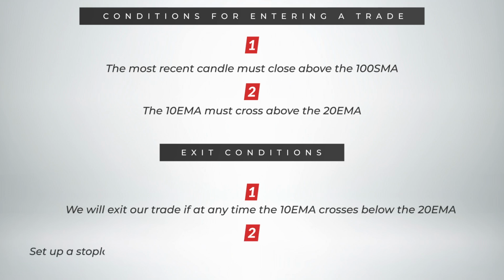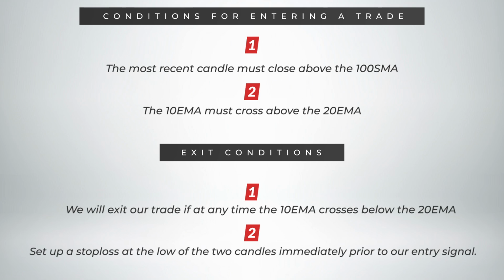Secondly, we are going to set a stop loss at the low of the 2 candles immediately prior to our entry signal. Ideally, with this strategy, we are going to enter trades at the beginning of price trends. This means we want to exit our position quickly if price in fact does not begin to trend after we enter the trade.